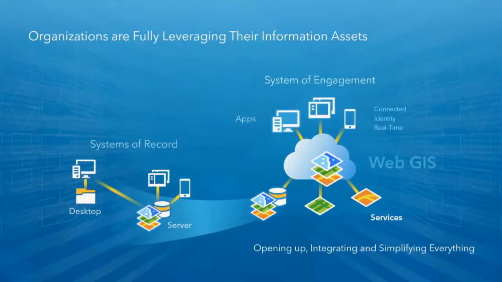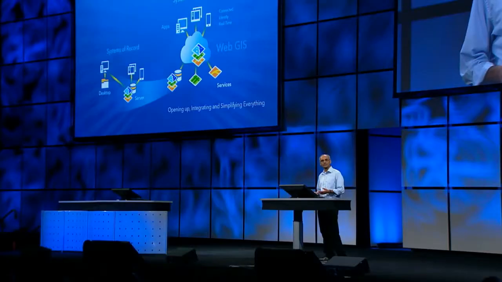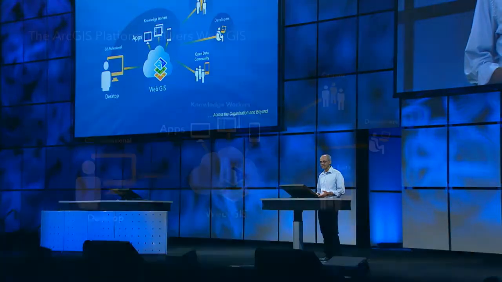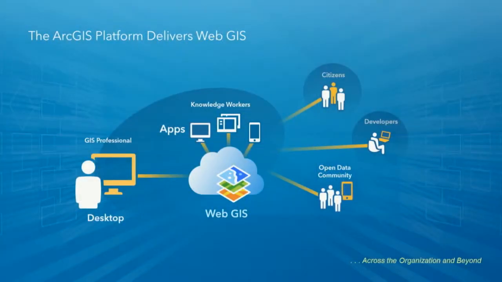Organizations are fully leveraging their information assets. They're harnessing the systems of record that they've invested in deeply and building new systems of engagement whose reach is wide. These systems support users with identity who use applications. They're able to stay connected with information. This information is delivered using services, so it's widely available. We refer to this pattern as WebGIS, right? WebGIS really allows this dissemination of information, and the ArcGIS platform delivers WebGIS.